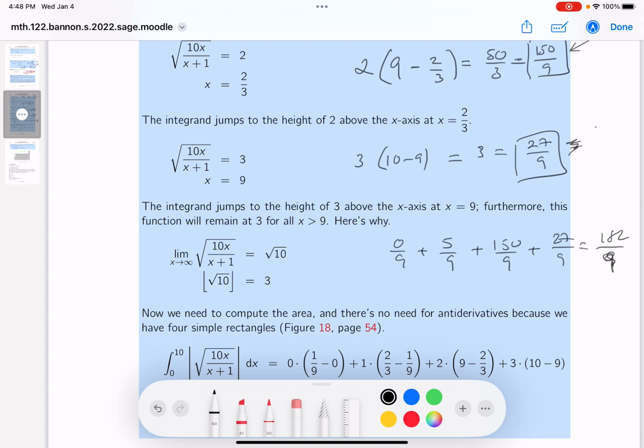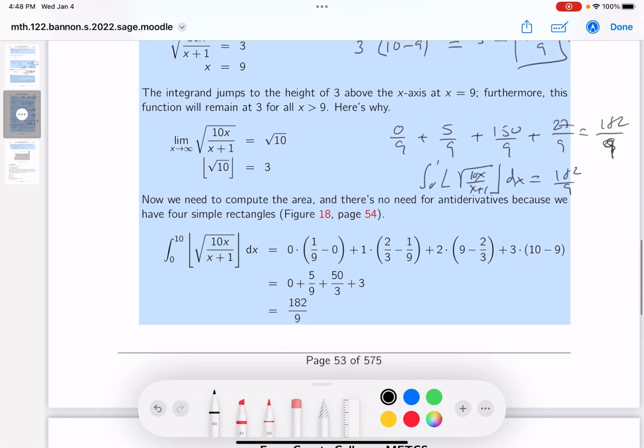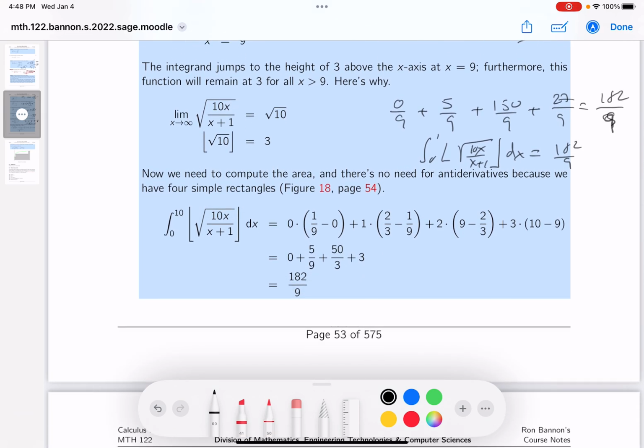All right, so what I'm claiming over here is the integration from 0 to 10 of that crazy looking floor function is 182/9. All right. So I summarized the rectangle computations here, and I wrote the integration down for you. So someone says, I don't remember what their question was. Was that their question? That was not their question. Their question was the average value.